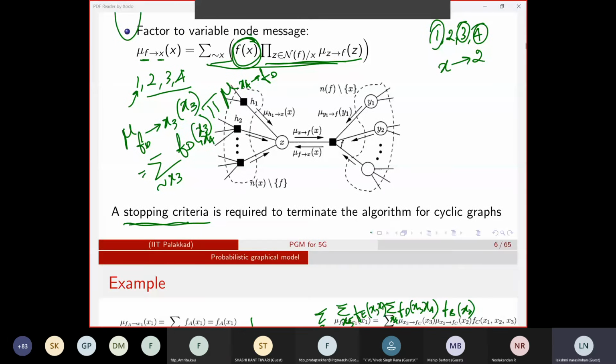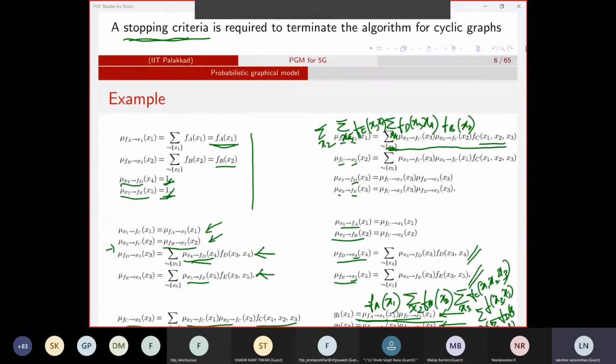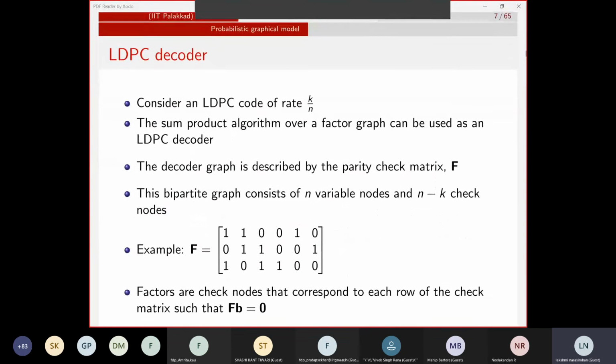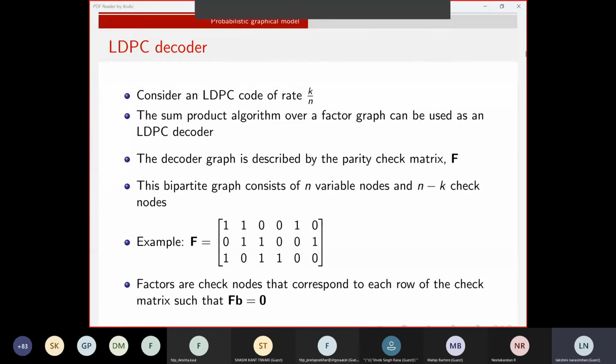So this is the general idea of computing messages and message passing using what is known as the sum product algorithm in probabilistic graphical models. We'll see some examples, especially ones relevant to 5G, where these graphical models and this message passing algorithm could be used for detection, decoding, demodulation and so on. The first and very famous example is LDPC decoding.